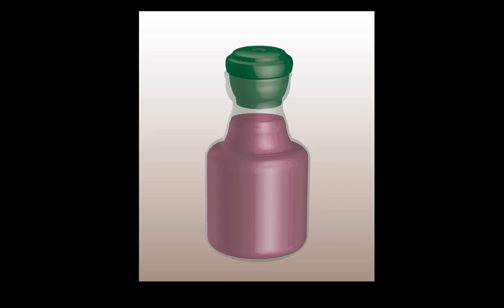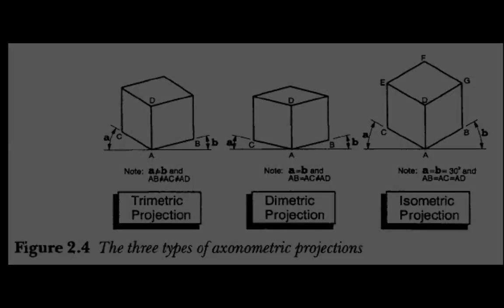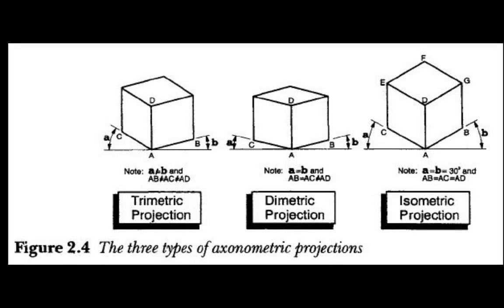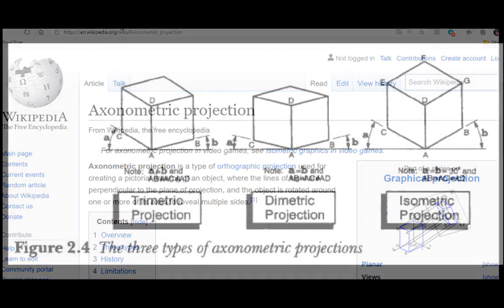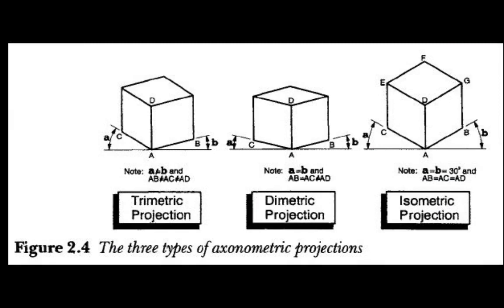It's not that difficult. Let's talk a little bit about perspective. Perspective is a type of projection. There's also something called axonometric projection, which is not a perspective projection. Axonometric projection is a type of orthographic projection used for creating a pictorial drawing of an object where the lines of sight are perpendicular to the plane of projection and the object is rotated around one or more of its axes to reveal multiple sides. That's not perspective drawing. Here are three types of axonometric projection.